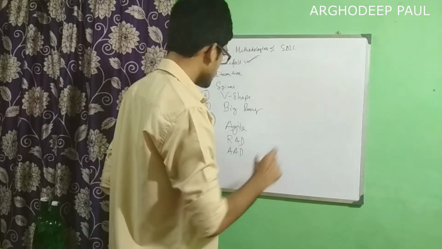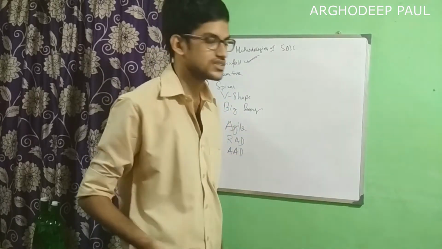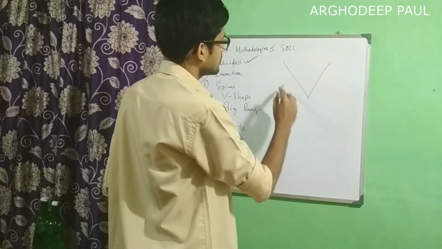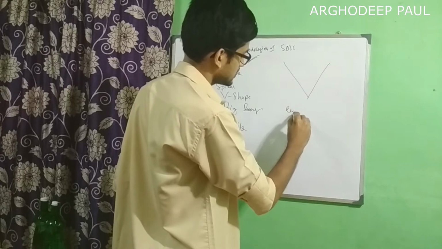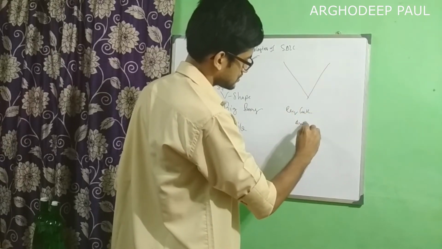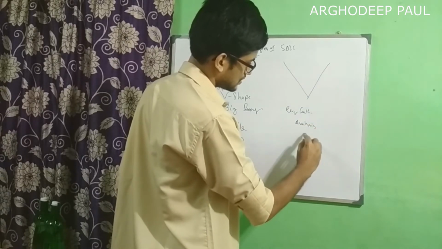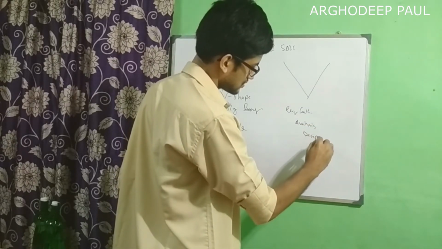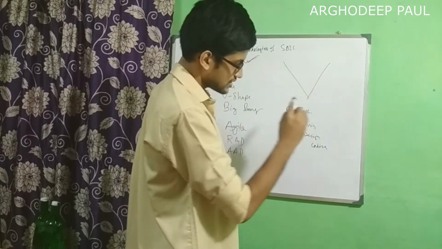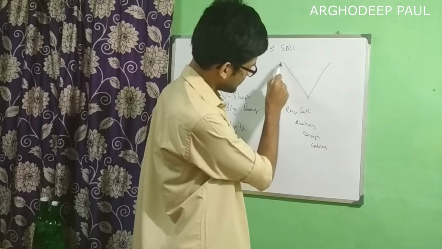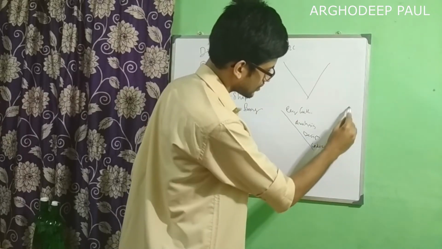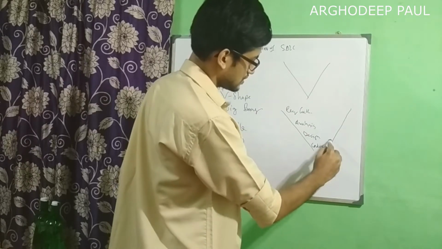The V-shape model is similar to the waterfall model but with more discipline. Like this V. Why V? Because first is requirement gathering, then analysis, then design, then comes coding, and coding is the bridge here, because this part ends here like this, and from coding the other part starts.